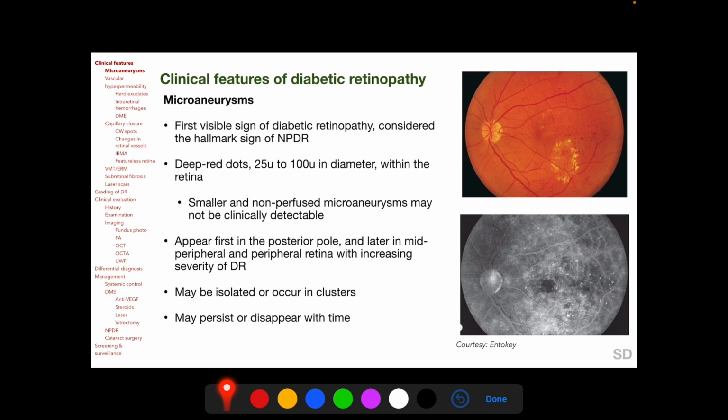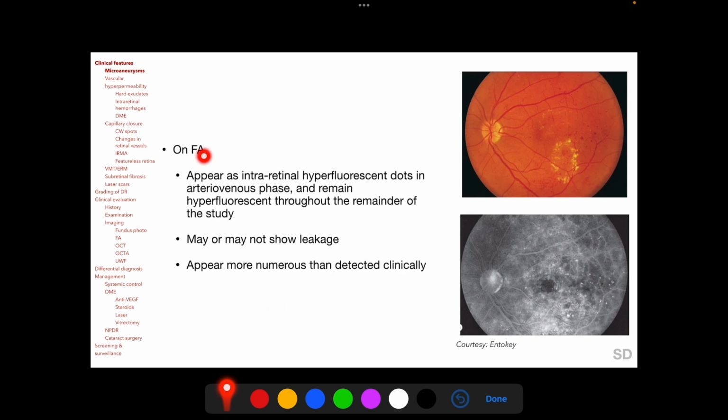They appear first in the posterior pole and later in the mid-peripheral and peripheral retina with increasing severity of diabetic retinopathy. They may be isolated or may occur in clusters, and they may persist or disappear with time. On fluorescein angiography, microaneurysms appear as intraretinal hyperfluorescent dots in the arteriovenous phase, as seen here in this photograph, and remain hyperfluorescent throughout the remainder of the study.